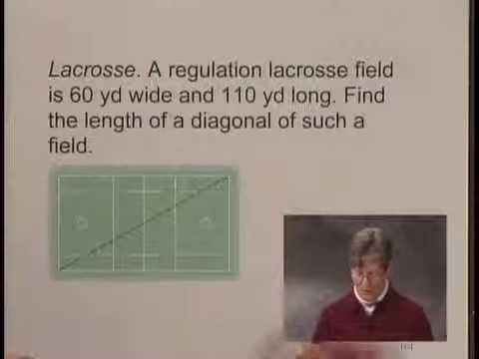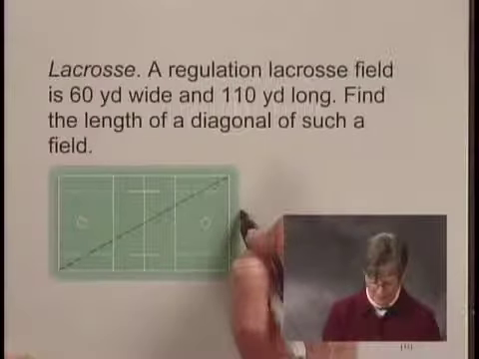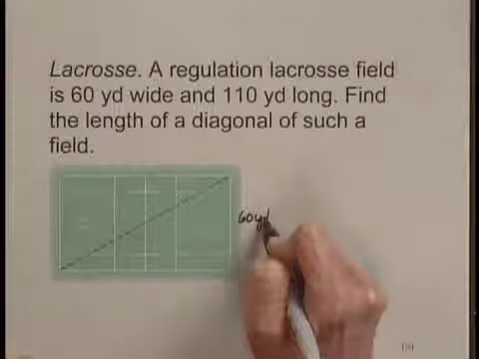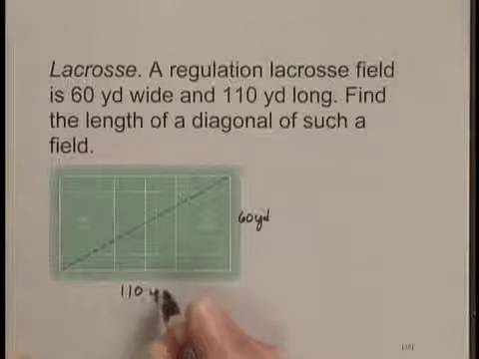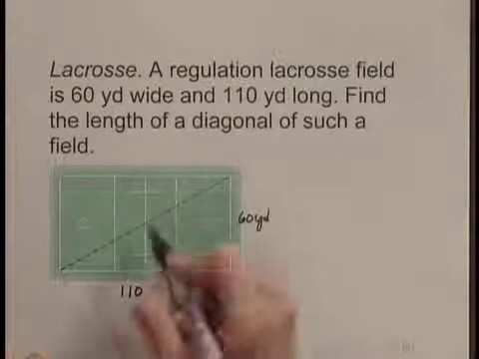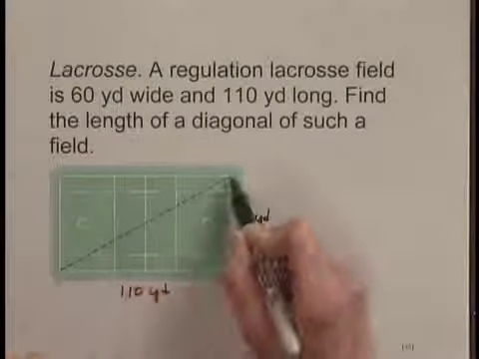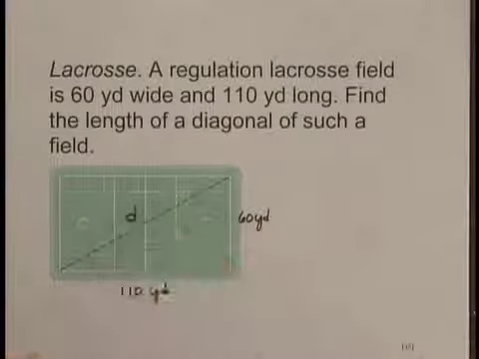Well, we have a drawing of the field here, and we know that it's 60 yards wide and it's 110 yards long. And we want to find the length of a diagonal. The diagonal runs from one corner to the opposite corner, and we'll call that diagonal D, where the length is in yards.